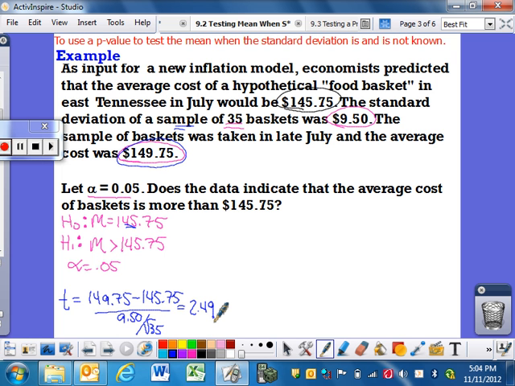And that gives you a t-score of 2.49. Now here's where it's tricky, especially when I'm not in class, and I will cover this to make sure we're under the same thing. We need to go to our t-table.